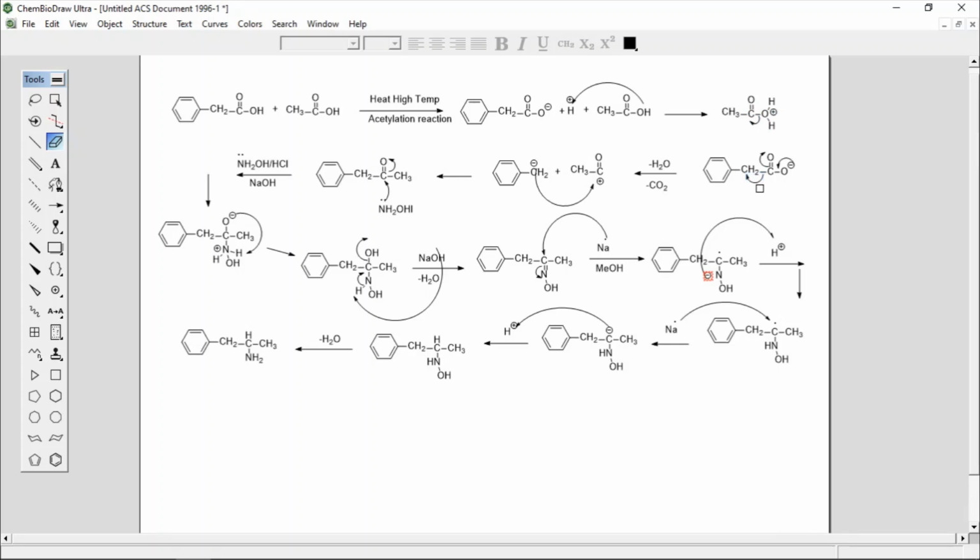Here, when this bond breaks, it will generate the carbanion, this benzyl carbanion, and this acylium ion. So this is your carbon as an electrophile, E plus. This will act as an electrophile, and this carbanion will act as a nucleophile, and you will get this amphetamine.